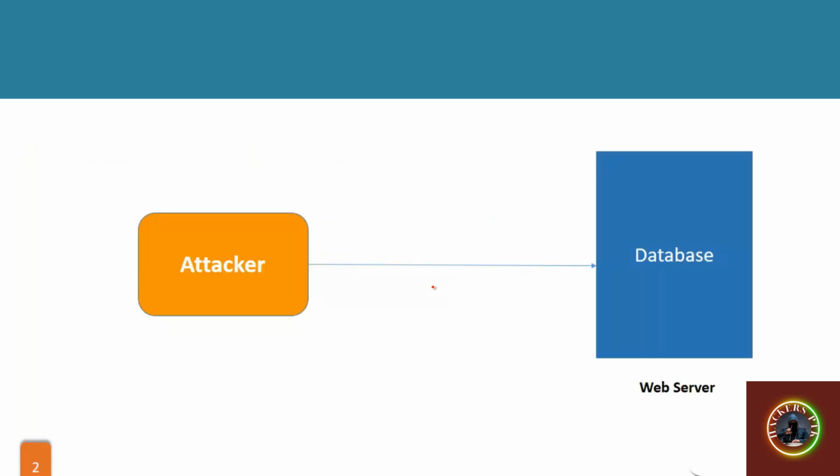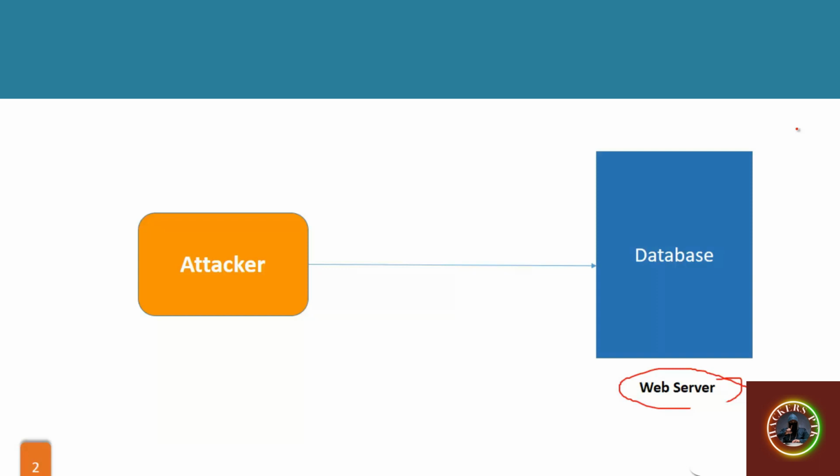So this is the scenario. We have an attacker and we have a database, and the database is obviously inside the web server. So the web server contains the database, right? So if you want to attack a website, you are at the front end of the website and you need to enter some queries so that you can connect with the backend of the database, which is the backend of the server, or you can say database. So these queries are called SQL queries. SQL is called structured query language, and this language is used to communicate from the front end to the backend.